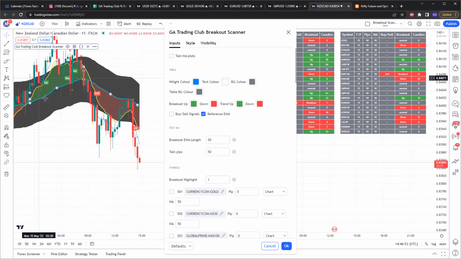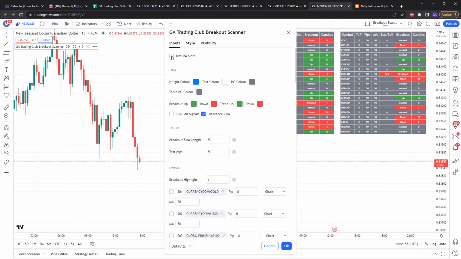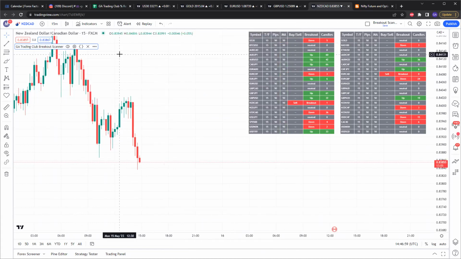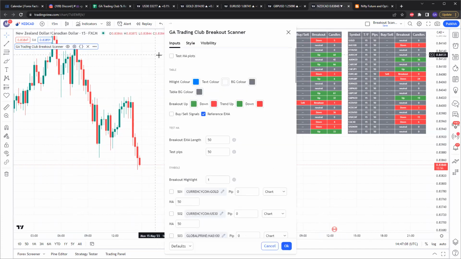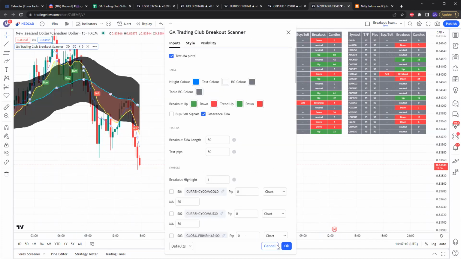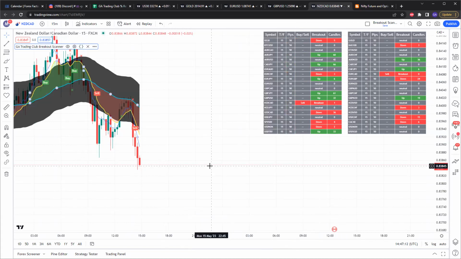But if you just want to clear everything out, just turn off test MA plots and you have a blank. So for example, this is how I normally have mine, because if I get a sell breakout, I go in here. Now, the other way you want to use this indicator. For example, if we turn this back on, we are a bit late to the sell for NZD-CAD, right? So you could have a strategy and tell yourself, I'm only going to be trading 15-minute breakouts.